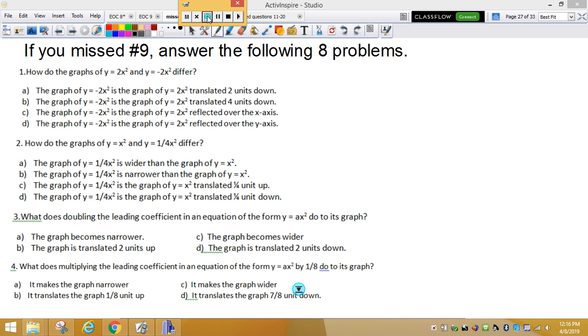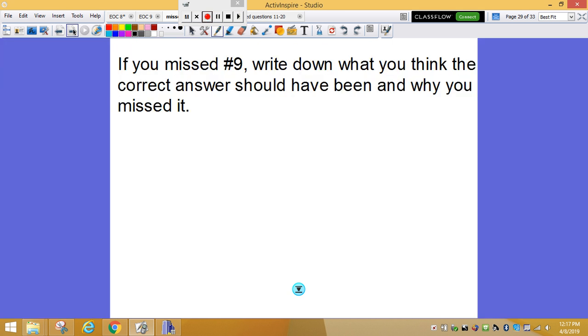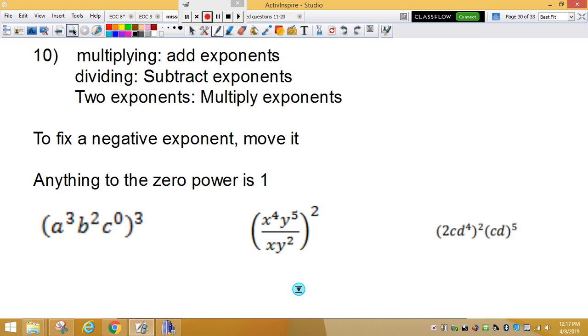So if you missed number 9, I want you to answer these problems. I'm not going to make you write these down because it's a lot. If you'll just put number 1 and what you think the answer would be, 2, 3, 4, 5, 6, 7, 8 are right here. And also, if you missed number 9, write down what you think the correct answer should have been and why you missed it. Last one, if you missed number 10, I want you to pause it. I want you to write everything on here down, and then we'll go through it.